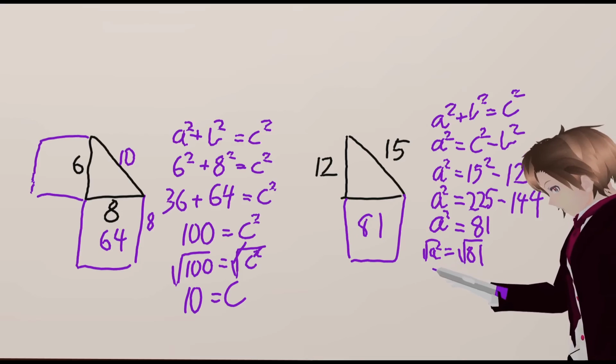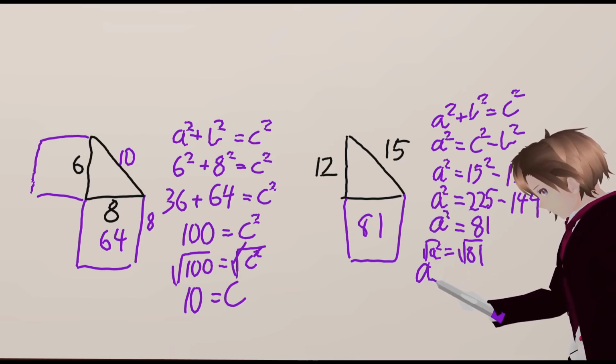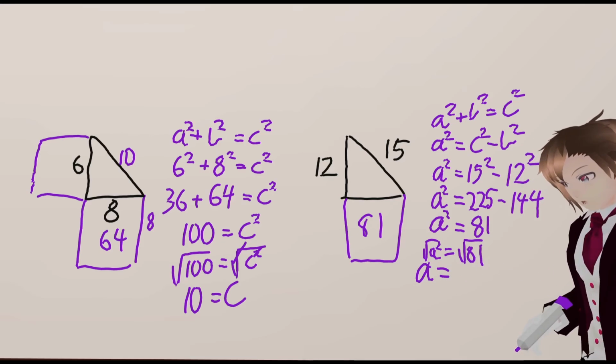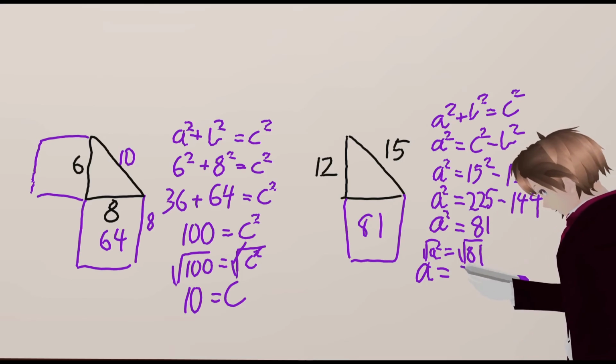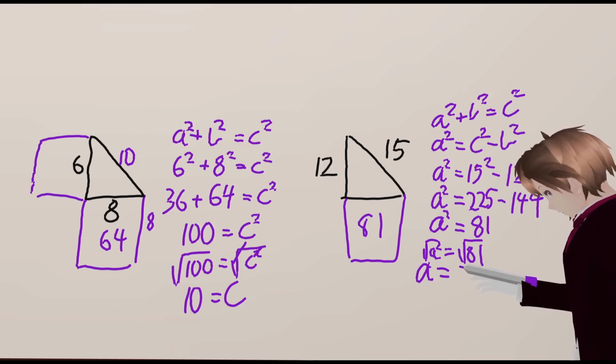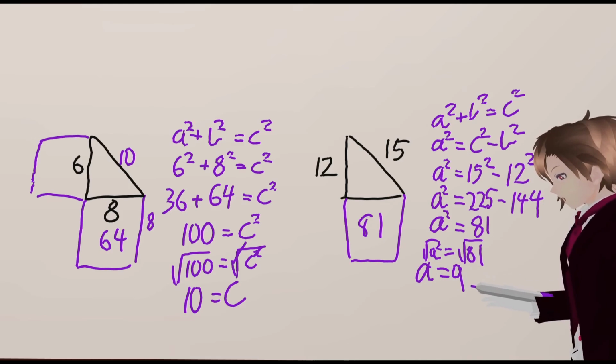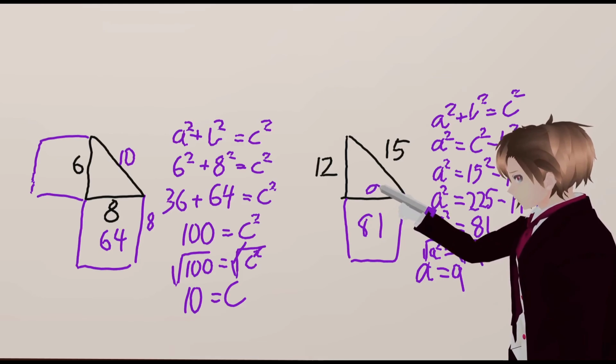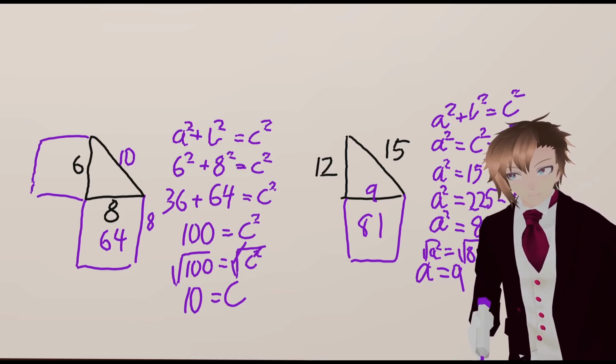So the squared and the square root cancel, so we end up with A is equal to what two numbers that are the same times together give me 81? Well, 9 times 9. So this ends up being 9. So this short side ends up being 9.